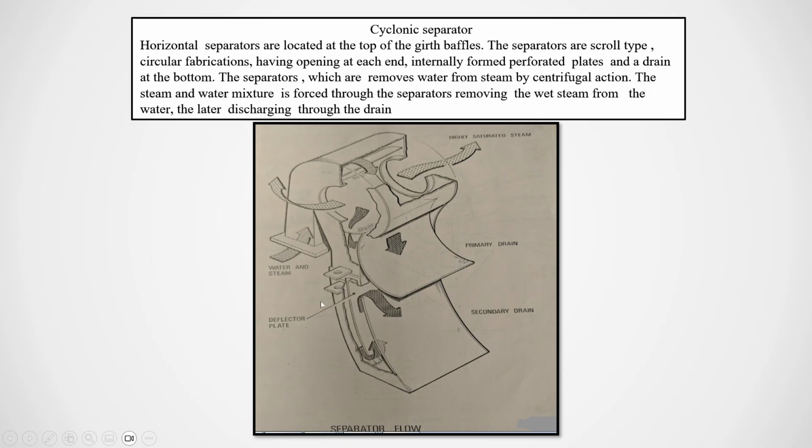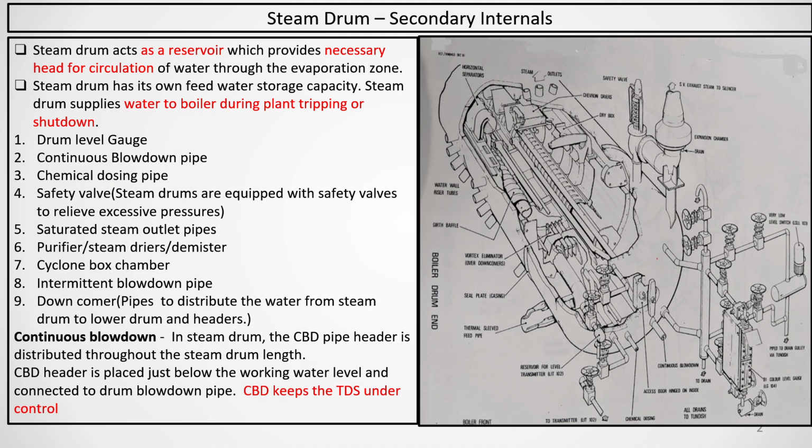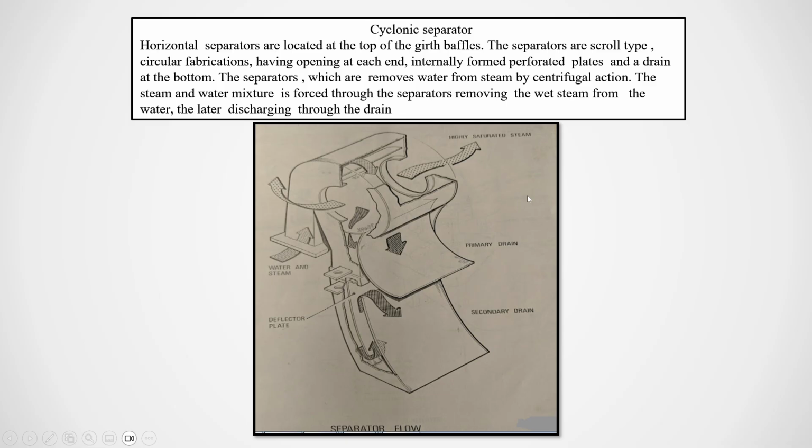This is the cyclonic separator. You see, I have told you about the baffles. This is the baffles, mounted over the feed line. The feed line has holes. The purpose of the baffles is not allowing the water to go directly to the downcomer. It will go through these, from here to the cyclonic separator.